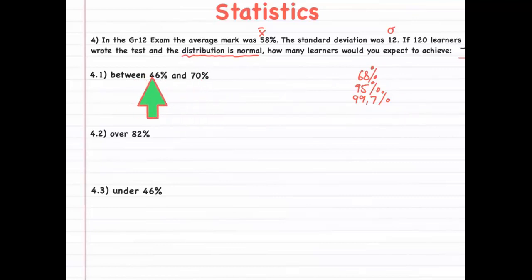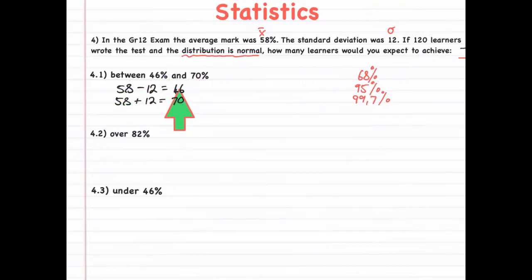So, these values are quite important because let's see where they came from. We simply take our average, which is 58, and we subtract our standard deviation, and then we get 46. If we take 58 and we plus 12, we get an answer of 70. Okay, so basically those two percentages are within one standard deviation from our mean. So that is our range. And what they want to know is how many learners would you expect to achieve between 46 and 70%.